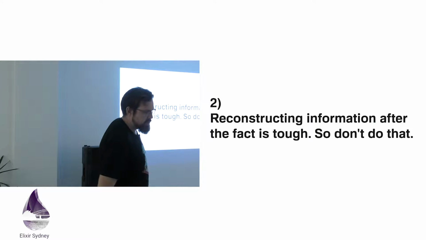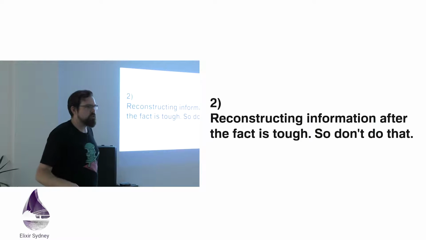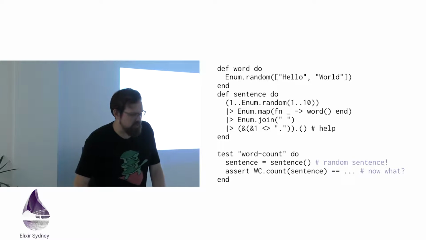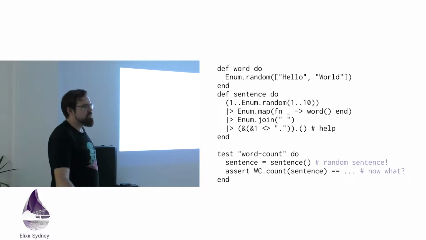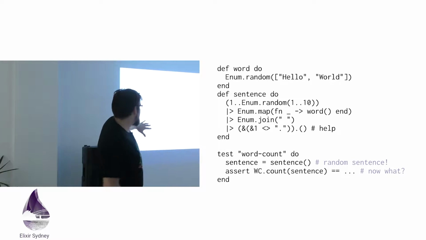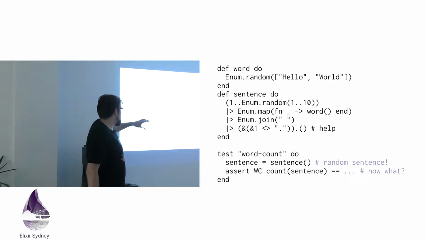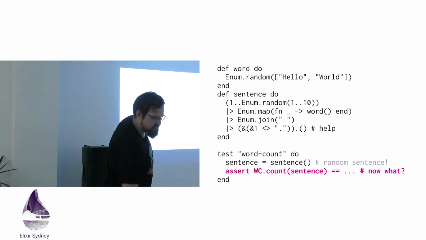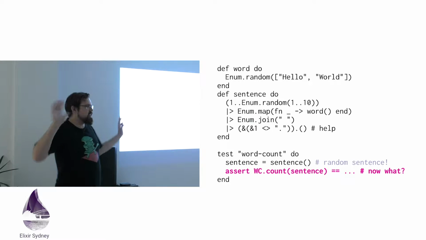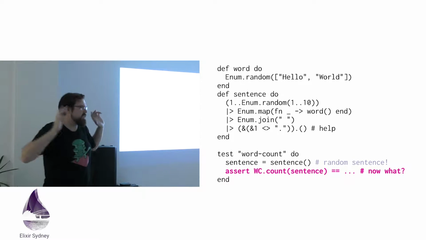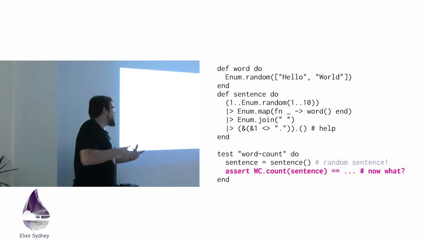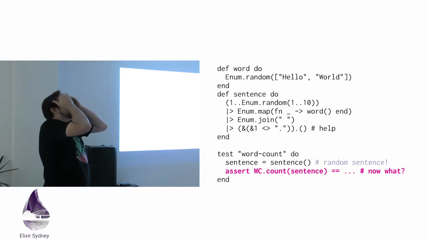So a second pitfall when it comes to generators is that reconstructing information after the fact is tough, so please do not do that. What I mean is I wrote this example for a slide and then realized I had made this mistake again. I had generated a sentence, which is fantastic, made up of a random number, 1 to 10, whatever words, and so on. That's cool. I finally get to this line. I try and write, wait, what is my test? I don't know. It's a sentence. It may be 20 words long. I have to write the word count function again in order to come up with the other side of this assertion. It's like, oh god, I did it again.